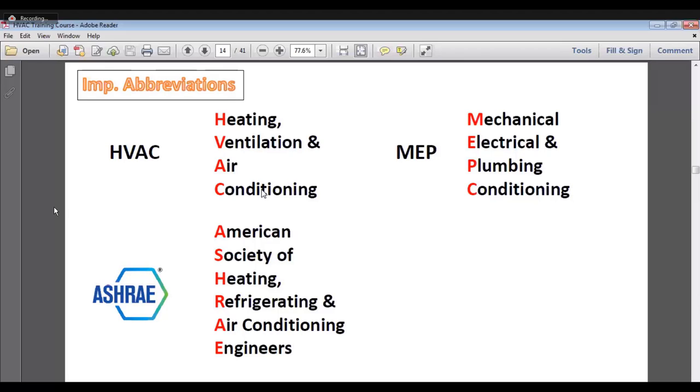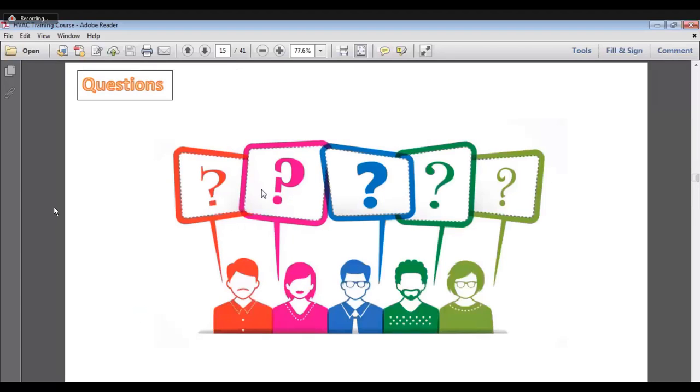Okay. As you see, HVAC stands for heating, ventilation, and air conditioning, while MEP, like you said, is mechanical, electrical, and plumbing. The main standard in HVAC is ASHRAE. ASHRAE stands for American Society of Heating, Refrigerating, and Air-Conditioning Engineers. So this is a very fast introduction of the role of each one in the project. Do you have any questions? No, not so far. Okay, let's start.